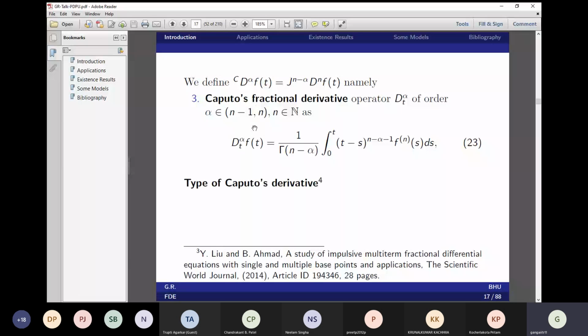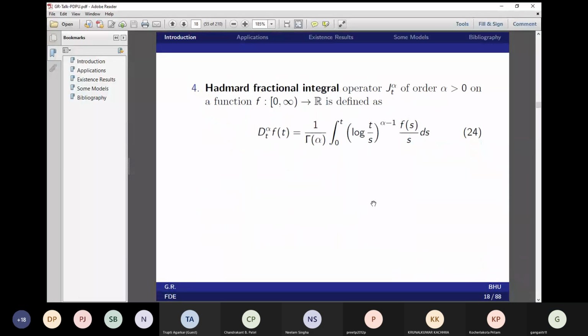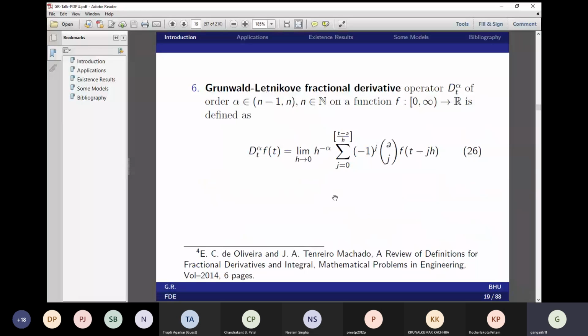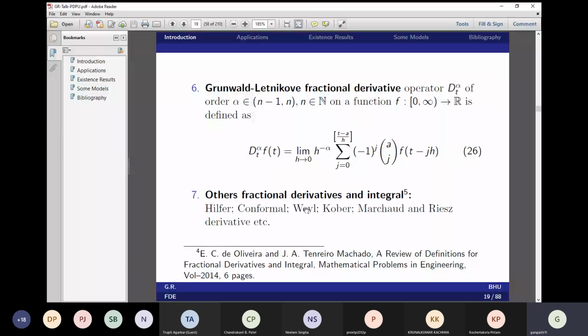Also some authors use a generalization of the Caputo fractional derivative, the classical Caputo derivative and the generalized Caputo derivative. Also the Hadamard fractional integral operator and the Hadamard fractional derivative of a function f are defined by equations 24 and 25. The Grünwald-Letnikov fractional derivative of a function is defined by equation 26.